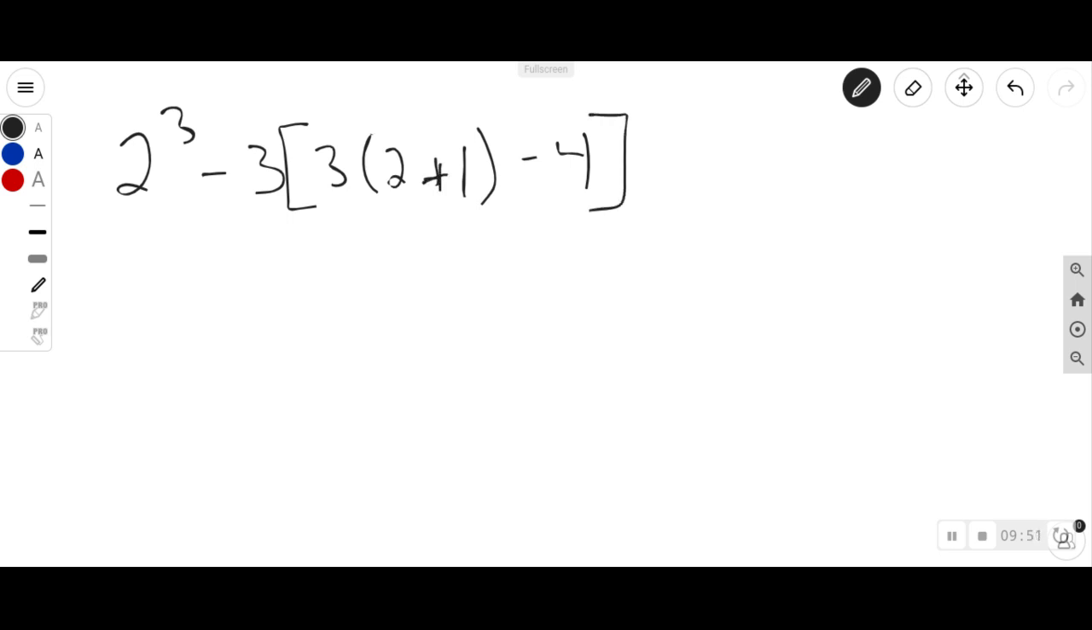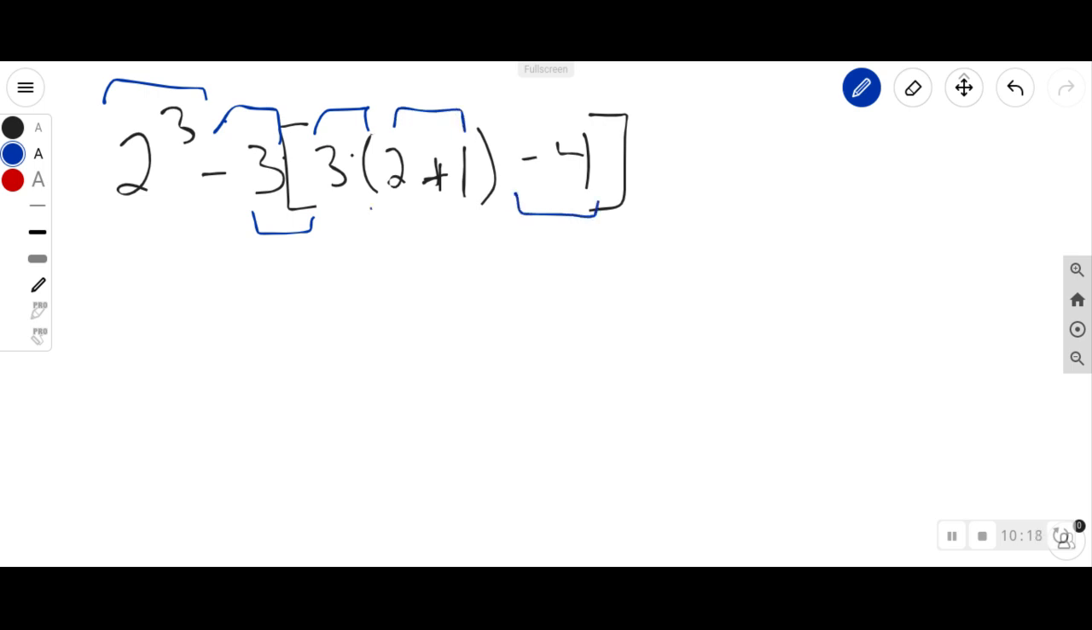Okay, so first on here we have several things. We have 2 to the third power, so there's an exponent. We have a subtraction here. There is a times right there. There is another times, I'm just reading from the left to the right there. There's a 2 plus 1, and there's a minus 4.